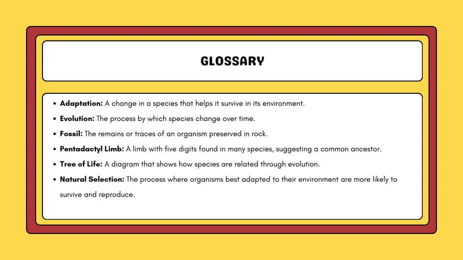Glossary. Adaptation, a change in a species that helps it survive in its environment. Evolution, the process by which species change over time. Fossil, the remains or traces of an organism preserved in rock. Pentadactyl limb, a limb with 5 digits found in many species, suggesting a common ancestor. Tree of life, the diagram that shows how species are related through evolution. Natural selection, the process where organisms best adapted to their environment are more likely to survive and reproduce.